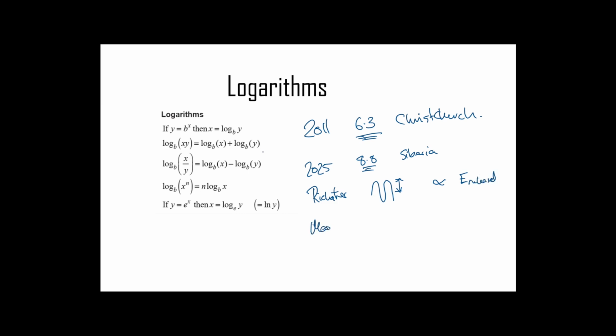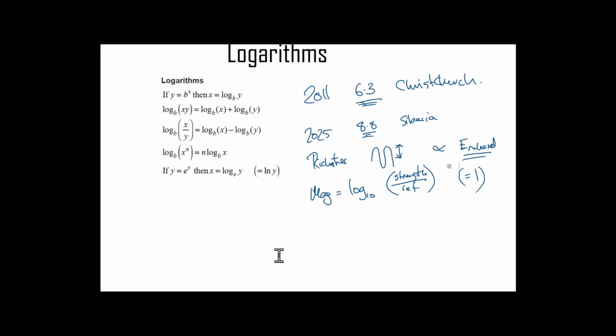The magnitude is log 10 of the strength of the quake over a reference quake. And a reference quake is a magnitude 1 quake, which is the smallest possible quake that can be measured. So when we compare them, the reference quake is going to be the same, and it's going to be essentially equal to 1. So we can ignore that for now. So we want to know how much energy is going to be released from each earthquake. Well, let's work it out.